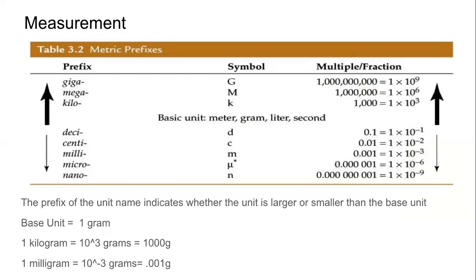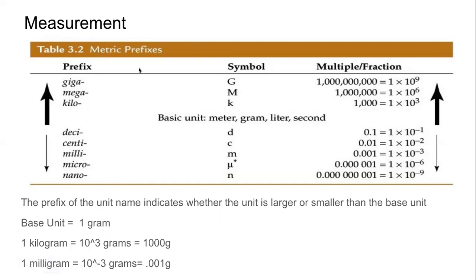So let's go back to measurement. It's really important to know scientific notation because this is the way that we will express measurement outside of the base unit. So the prefix over the unit will tell you how large or how small. For example, let's look at gram, which is a measurement of mass. We have our base unit, which is 1 gram.